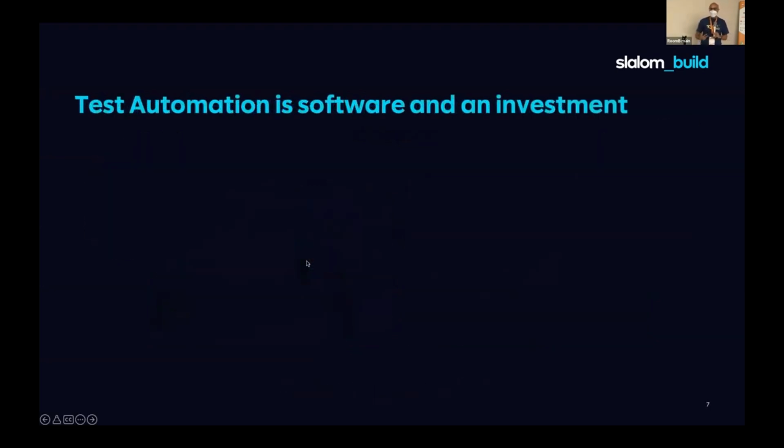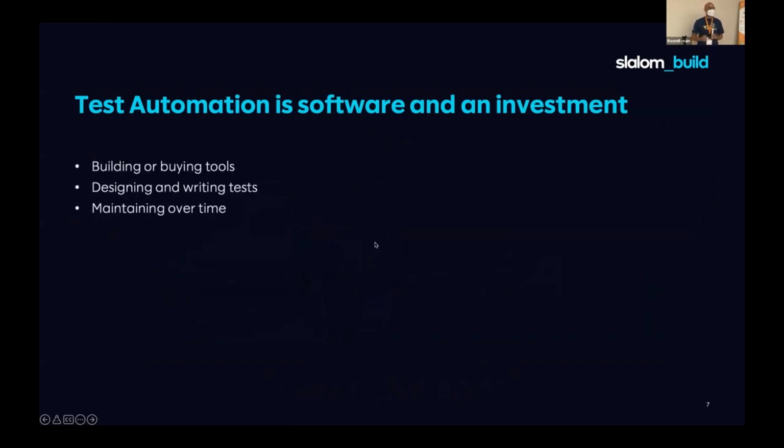Now, test automation is software. It's software written to test other software, and it too is an investment. For example, it takes time and money to build or buy automation tools and to design, write, and maintain tests. These tests are called regression tests. They help us to find when features that used to work are broken by later code changes.